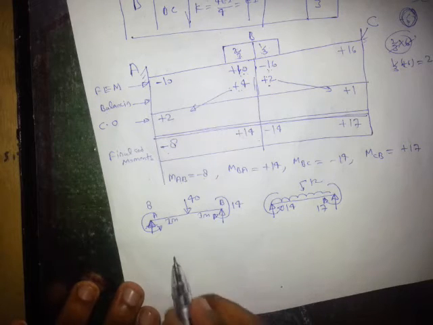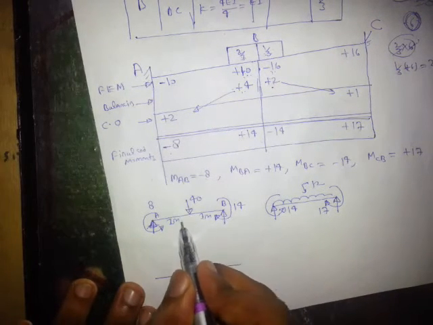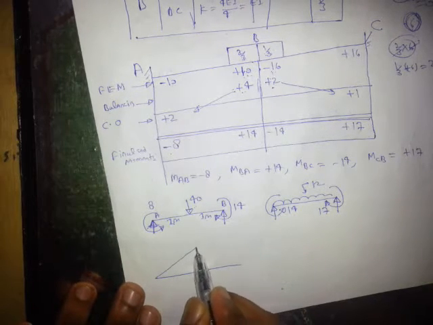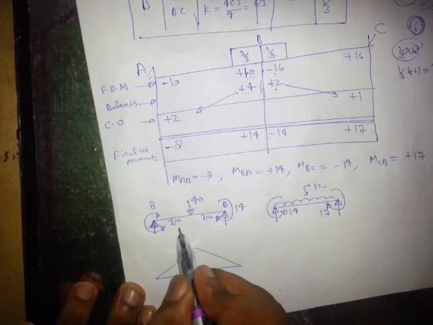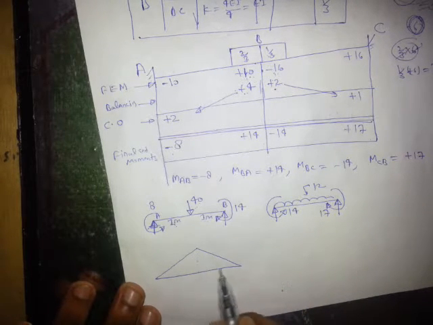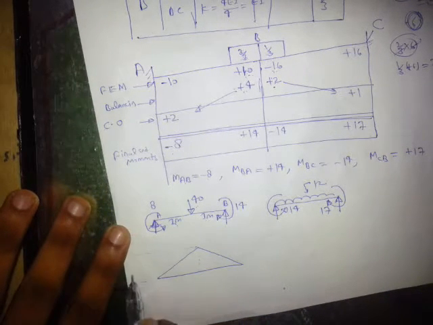Look how. First of all, I will draw the simply supported BMD. This is 40 kilonewton at mid span. This value will be PL by 4. 40 into 2 divided by 4 means 20. So this height is 20.